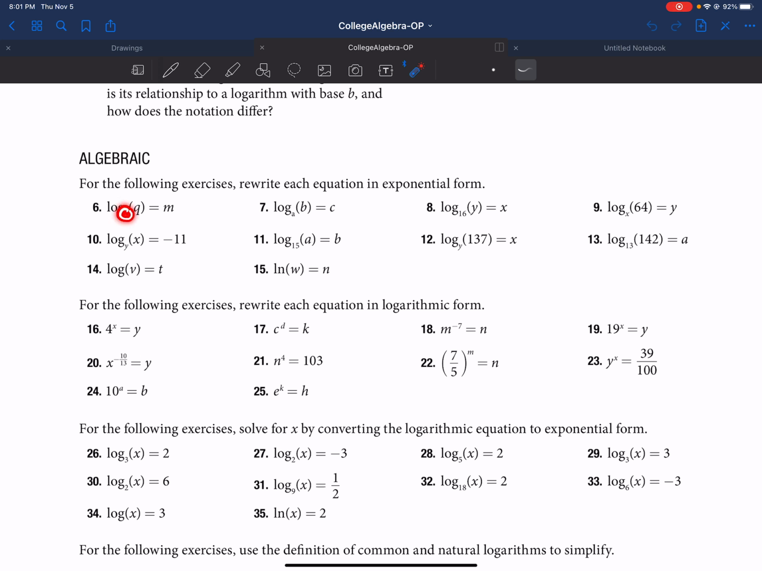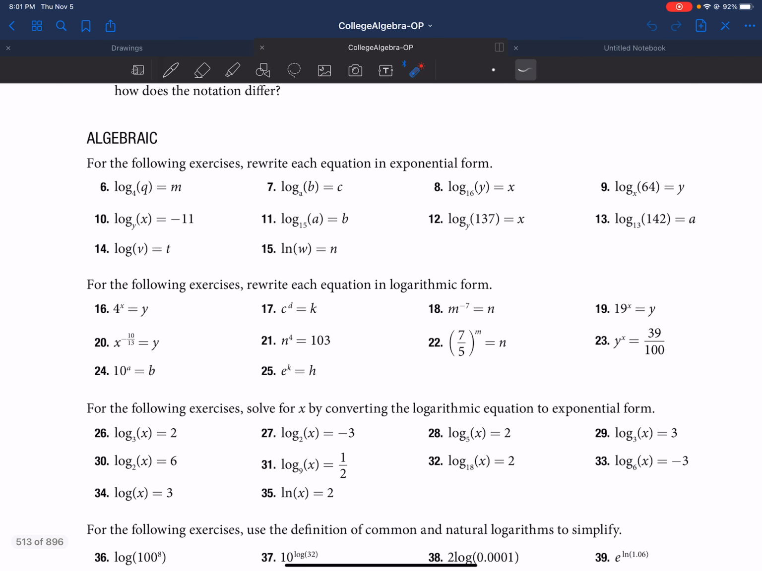This would say 4 to the m equals q. In problem 8, it would be 16 to the x equals y. In 10, it would be y to the negative 11 equals x. So y to that equals that. In 12, it would be y to the x equals 137. And 14, here is one of our first encounters, and we're going to do 15 also.